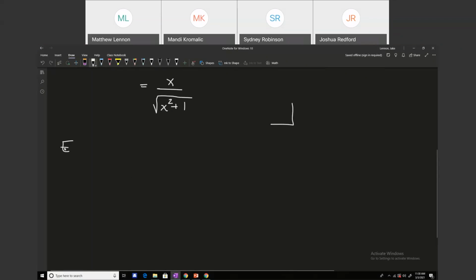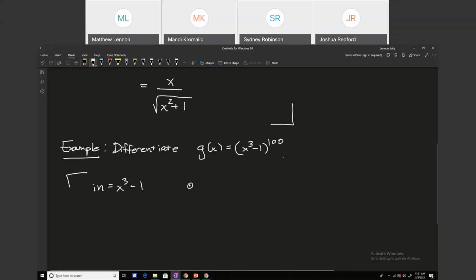So, example. Differentiate g of x equals x cubed minus 1 to the 100th power. Again, I would say my inside function is that x cubed minus 1, and my outside function would just be t to the 100th power. So then I just differentiate each one like usual.